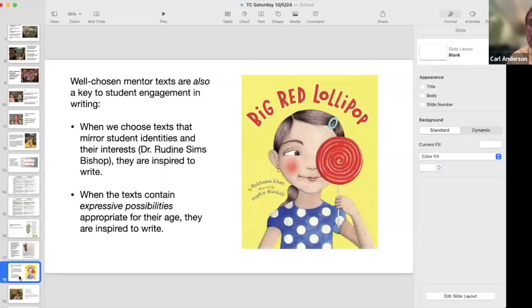When we choose text that mirrors student identities and their interests, okay, leaning on the work of Dr. Rudine Sims Bishop, of course, they're more inspired to write when they see themselves and their interests reflected in text. But I think it goes even further than that. Okay, and this is the idea that I've been thinking a lot about recently. When the mentor texts contain expressive possibilities appropriate for the ages of the children we teach, that's really what inspires students to write.